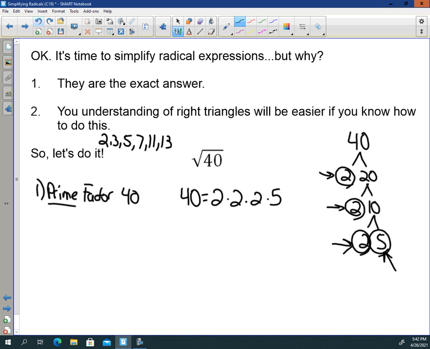Now, the interesting thing is that if you want to know the square root of 40, that's the same thing as knowing the square root of these. And that becomes significant because we want to take the next step. And I'm going to call this jailbreak. And here's what I mean.